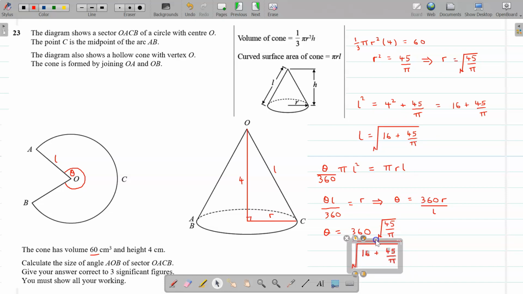Well, of course, it is complicated, except that you've got a calculator. And you can put that onto the calculator exactly like that. And if you do, you will get 247.4 and more decimals, and to 3 significant figures, that's 247 degrees to 3 SF.